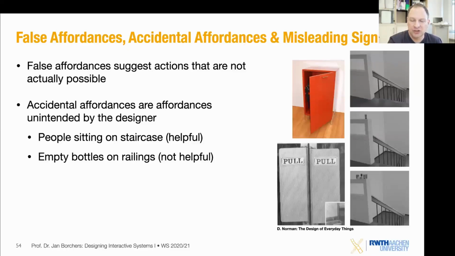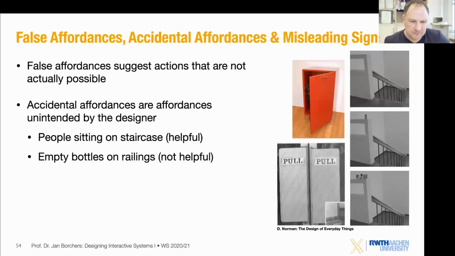Check out how people sit on the stairs leading up to the Rathaus, the town hall in the city center in Aachen. Another example here, from Norman's book, is this railing at the top of the stairs. It is there so that people don't fall down, so it keeps people from falling off. But it also has a flat top that has a natural tendency, a perceived affordance, for putting stuff down on there. So people started leaving their empty drink bottles on there, which is in this case not helpful, right? That's an accidental affordance that the designer didn't intend, and that isn't actually helping in a positive way.